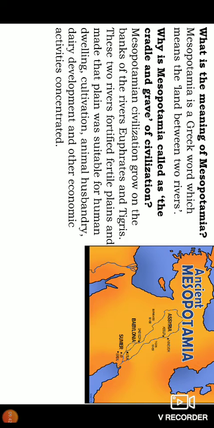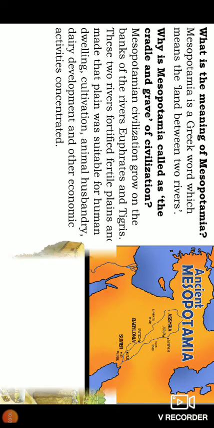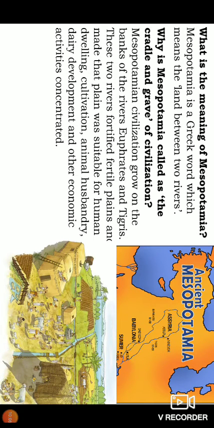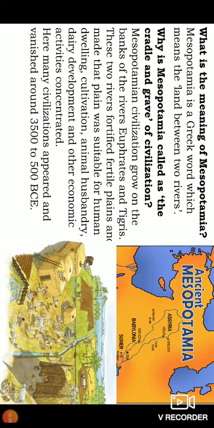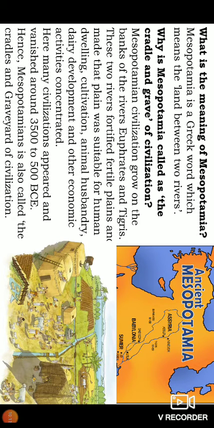So the two fertile plains gave a fortified place for the development of human civilization. Human dwelling, cultivation, animal husbandry, dairy development, and other economic activities were concentrated here. So many civilizations came. We have already seen five of them come and disappear. This is how this civilization developed, and they appeared between 3500 and 500 BC. Hence Mesopotamia is called the cradle as well as graveyard of civilization.